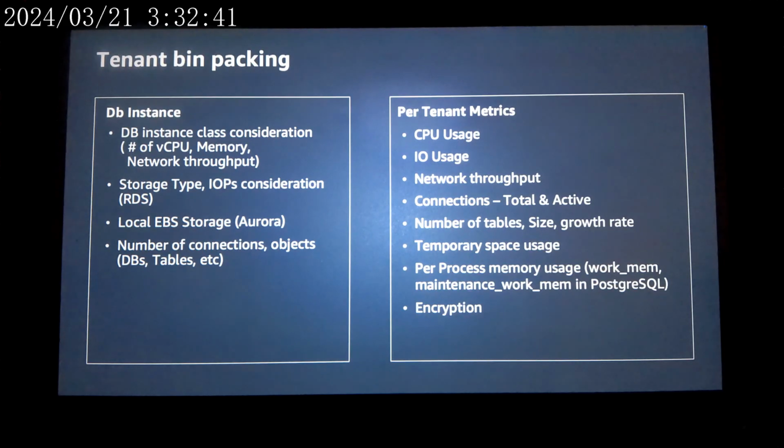What you need is per tenant utilization, right? How much CPU he's going to use, how many transactions he's going to run, how many IOPS he's going to use, and of course how much data he's going to pull, the network throughput. So when you're looking at the compute, the CPU, IO, the network, that comes into play.